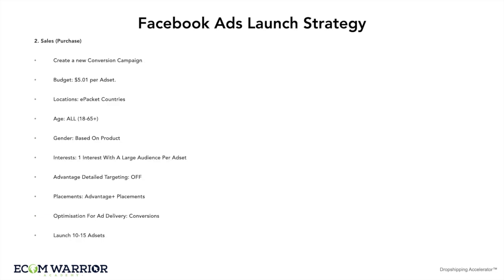Now, the next thing I want to cover is going to be the sales campaign. This is where you actually start to make sales. You won't make sales with the engagement campaign, you will only make sales with the sales campaign. So for the sales campaign, again, launch it 24 hours after the engagement campaign. What you want to do is create a new sales campaign. I also want to quickly mention, for the sales campaign, we do use sales and conversions interchangeably here.